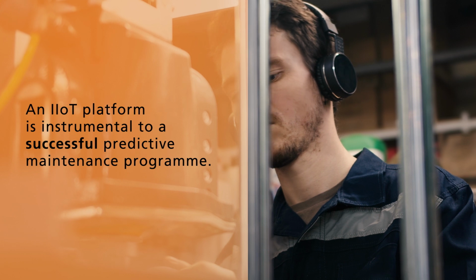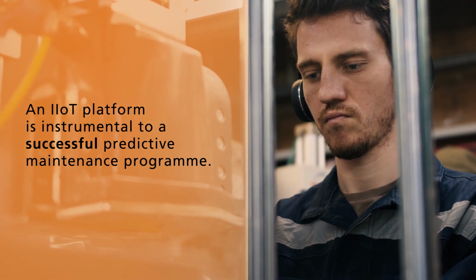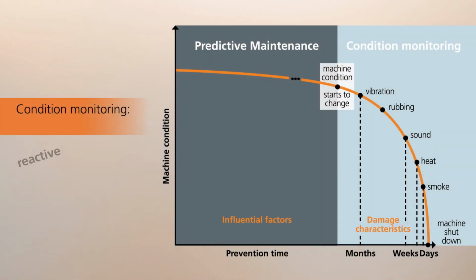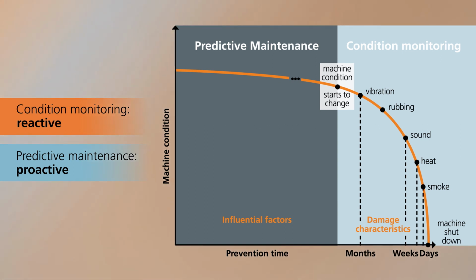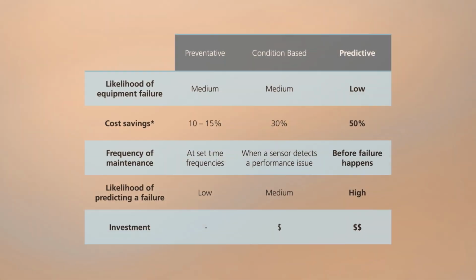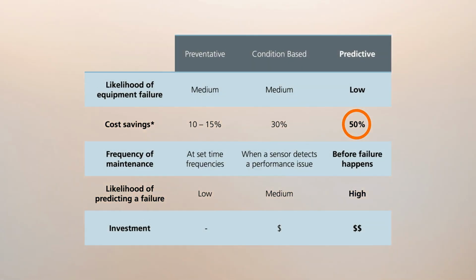Importantly, an IoT platform is instrumental to a successful predictive maintenance program. Unlike condition monitoring, which is a reactive approach to maintenance that focuses on identifying problems as they occur, predictive maintenance is a proactive approach that uses data analysis to predict when maintenance is needed. Predictive maintenance can provide a cost savings of around 50%.